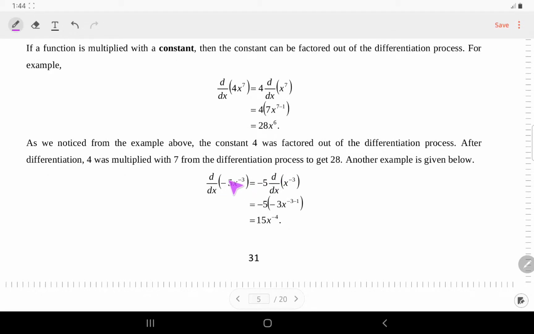Okay, our constant here is negative 5. So negative 5, we factor out first, and then we just need to differentiate x power of negative 3. So negative 3 being brought to the front, and then negative 3 minus 1. So it will become negative 3 x power of negative 4. And then negative 3 will be multiplied with negative 5. So it will become 15. Okay, 15x power of negative 4.